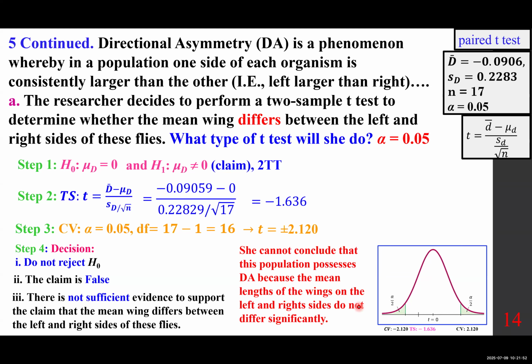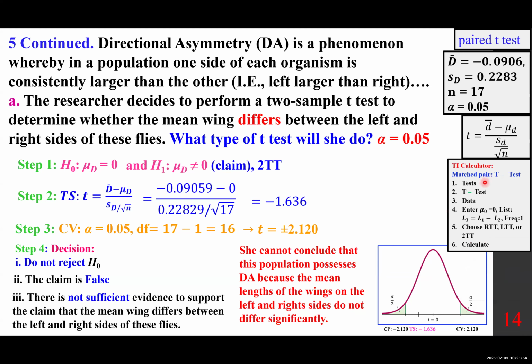As far as the calculator is concerned, you can use matched pair t-test, put it in, and calculate it to come up with the result. You can try that with the calculator. I'm just showing you what you can use. And I leave it for you to do so.